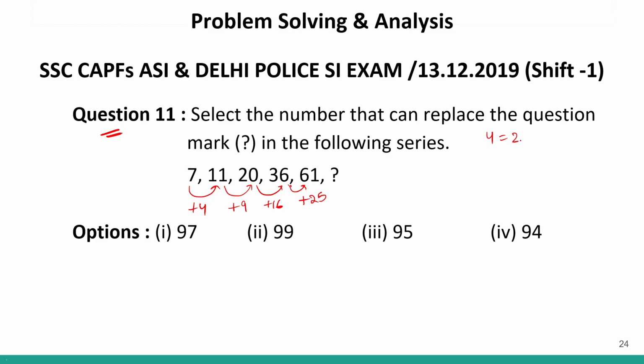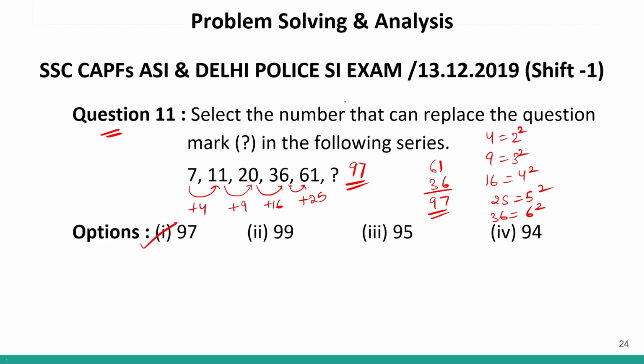So 4 is what? It is square of 2. 9 is what? It is square of 3. Similarly, 16 is square of 4. And 25 is square of 5. So logically, the next number will be square of 6, which is 36. So 61 plus 36 will give me what? 97. So the next missing element will be 97, which is option number 1.